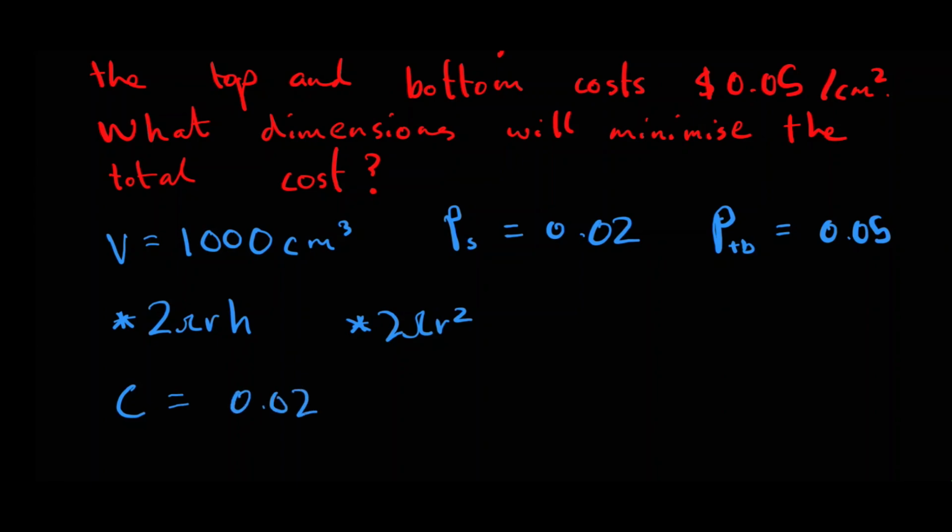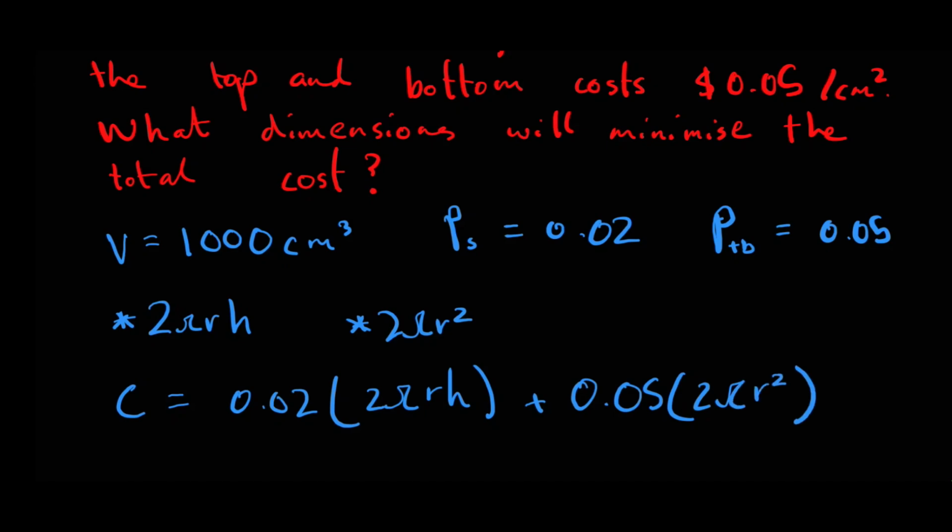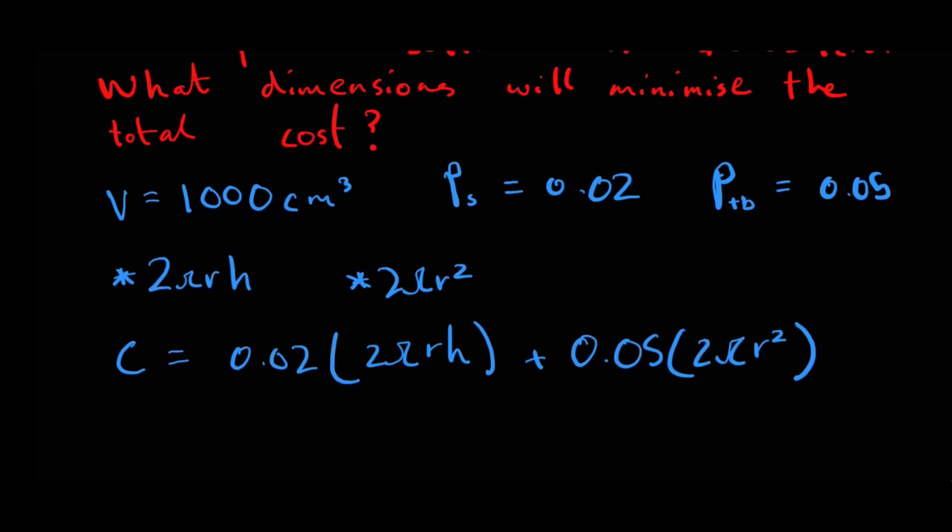So the cost is going to be 0.02 times the surface area of the side of the cylinder, which is 2 pi rh, plus 0.05 times the surface area of the top and bottom, which is 2 pi r squared. So we're essentially just multiplying the surface areas by the costs that are given in the question.